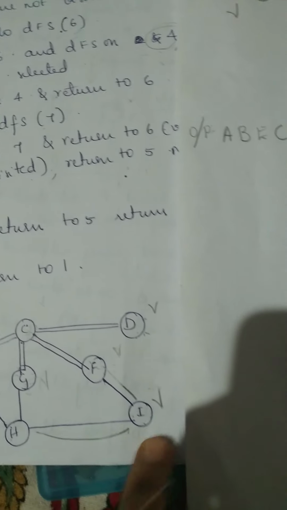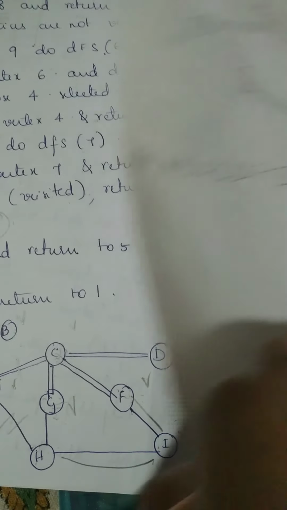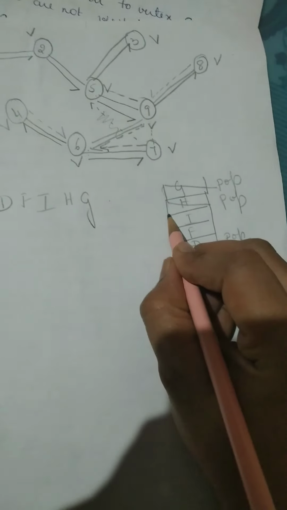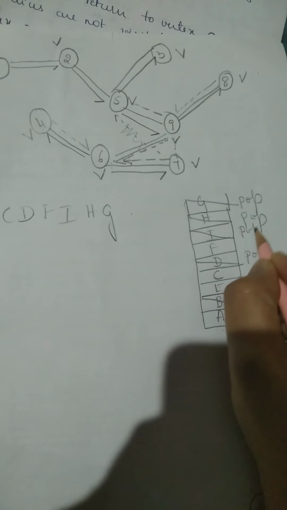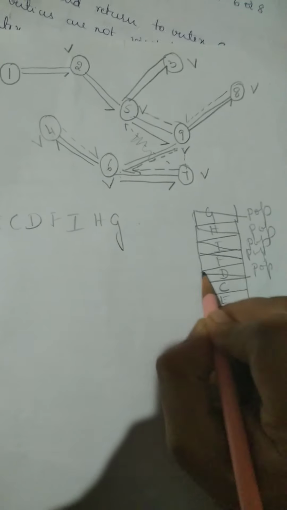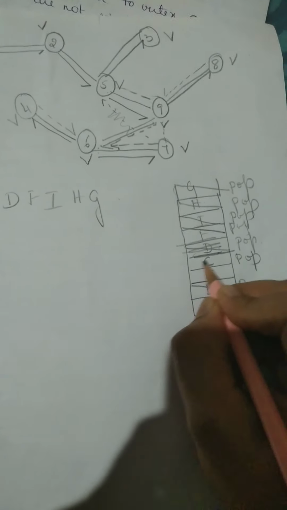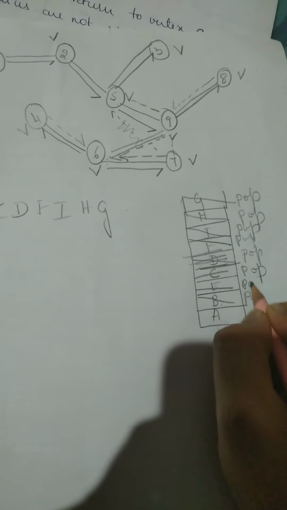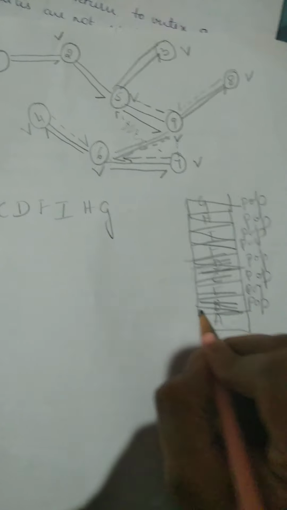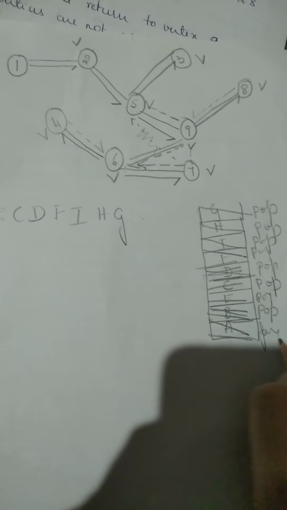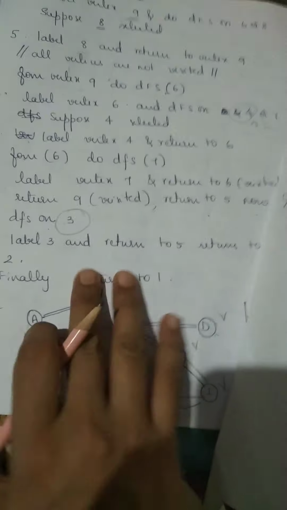Here we need to check whether there is any unvisited adjacent vertex. No. Pop H. Next, from I, no. Pop. From F, no. Pop. And next C, no. Pop. E, no. Pop. A is popped out. So now the stack is empty. That means my traversal is completed.